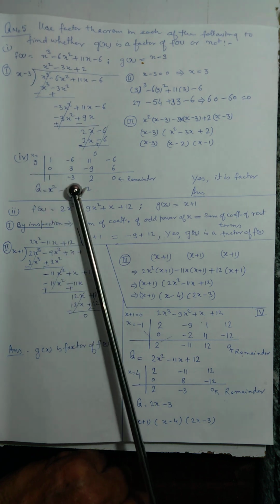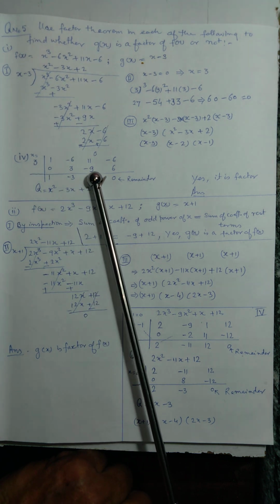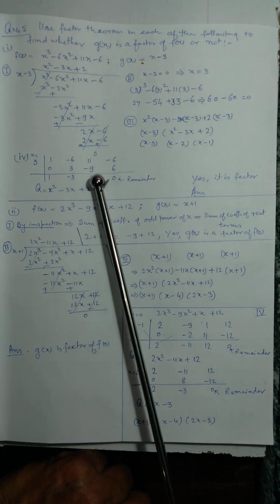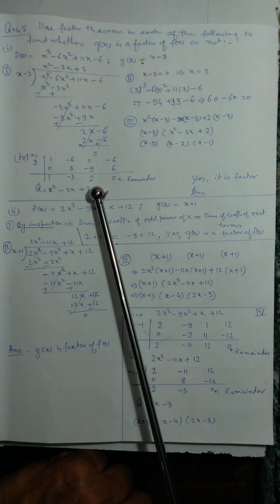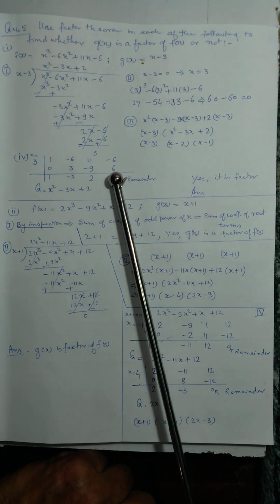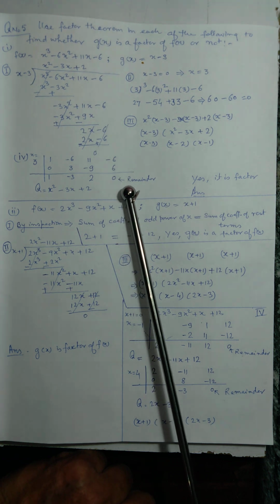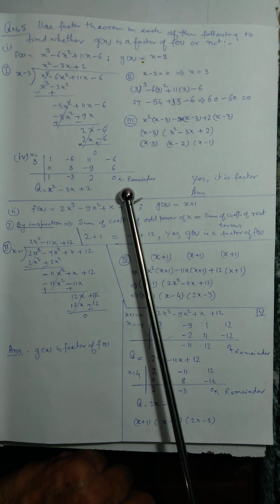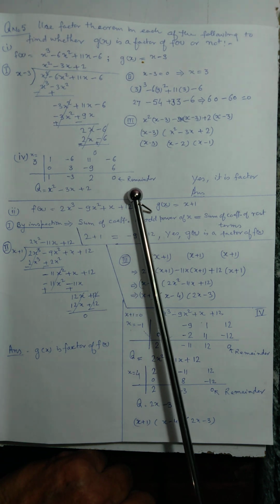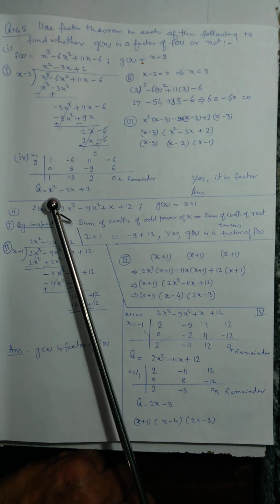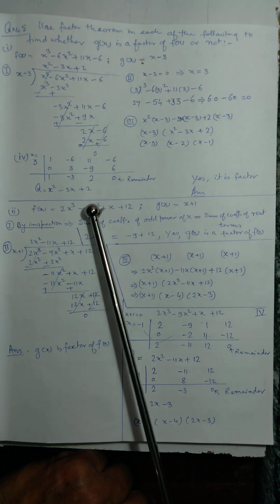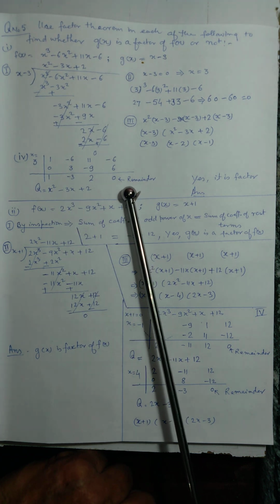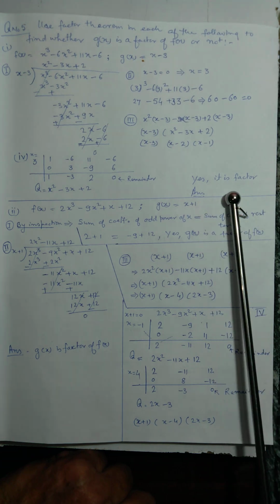Again you multiply 3 and minus 3. That will be minus 9. You just place it under 11. You will get 2. And now multiply 2 by 3, so the result will be 6. Now place it under minus 6. On adding you will get 0. This place is for the remainder. So the remainder is now 0. It means that x minus 3 is one of the factors. So the quotient will be x square minus 3x plus 2, and the remainder will be 0. Yes, it is a factor.